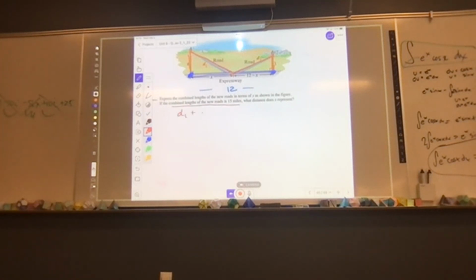So the length of D1 plus the length of D2 equals 15 miles. Right. Okay, so let's think about how we're going to represent D1 in terms of some known value X. Wait, how do you know it's 15 miles? Because they just told me here. Oh. Okay, now the key is looking at how I'm representing this length.